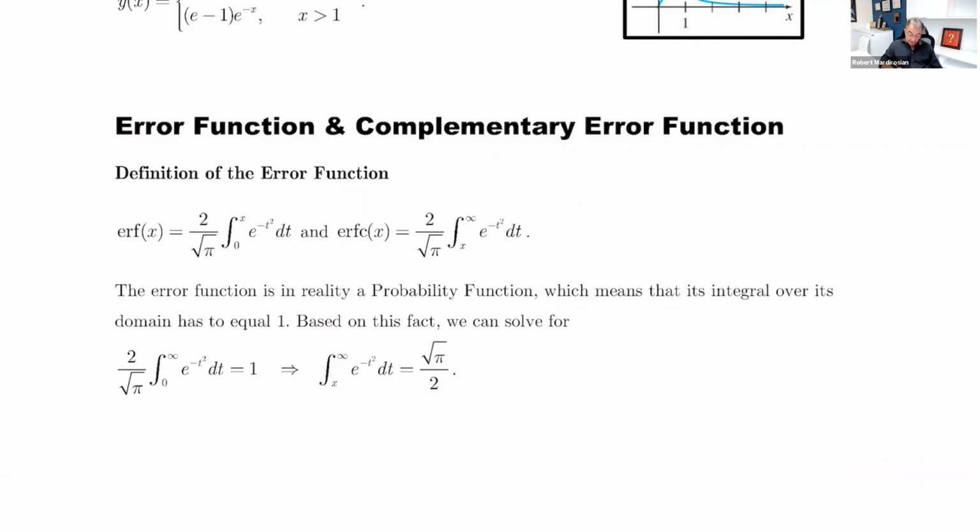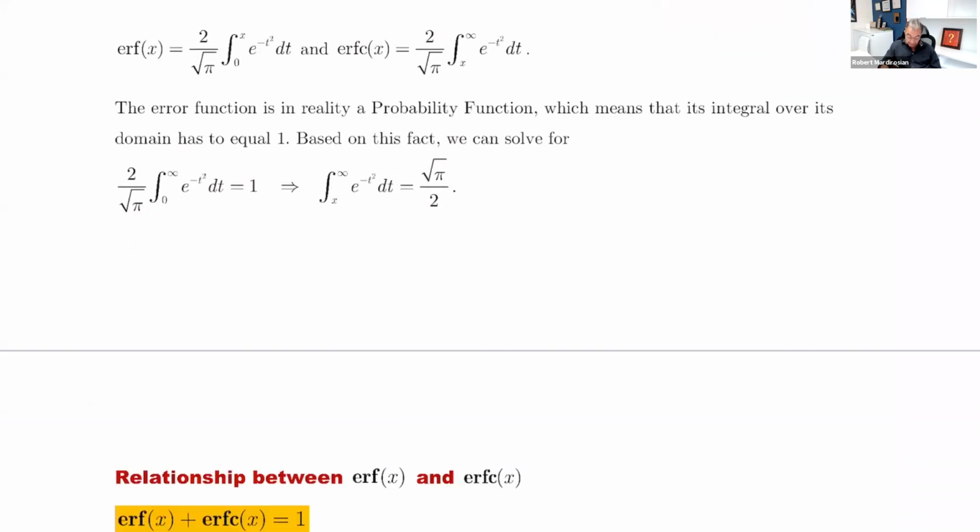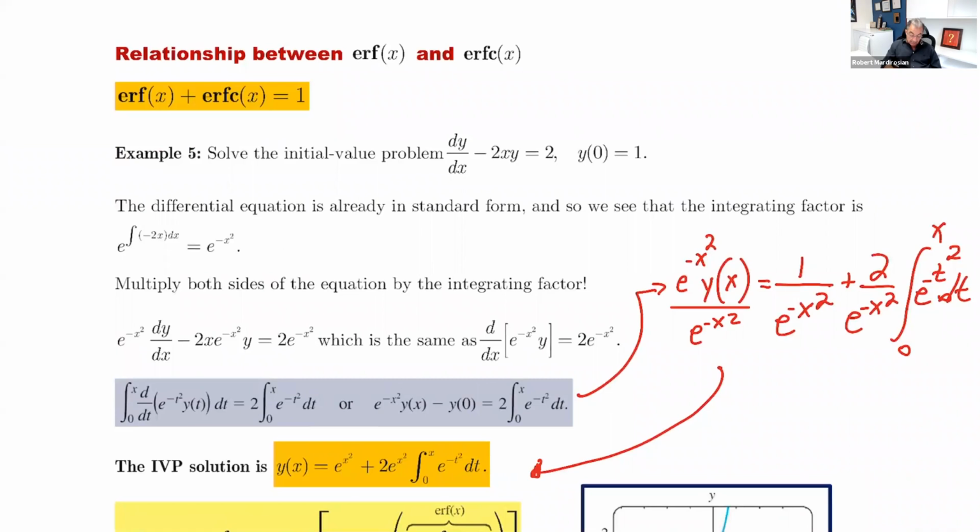Now the error function is in reality a probability function, which means that the integral over its domain equals 1. So based on this fact, we can solve for it. If we write this from 0 to infinity, it's 1. So then you can say that if you solve that, the integral is just square root of pi over 2. Now the relationship between the error function and the complementary error function: if you add them, you get 1. And let's see how this works.